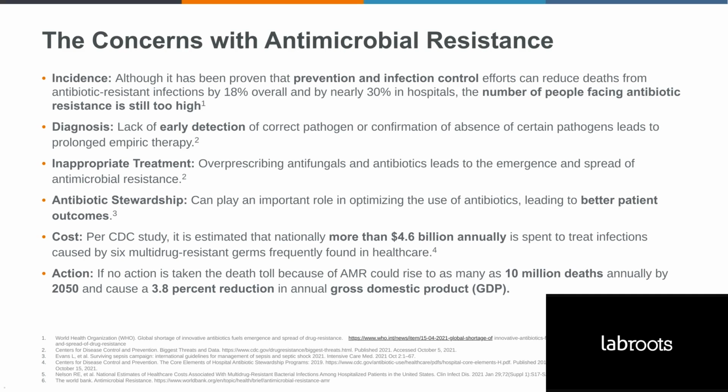As per a CDC study, it is estimated that nationally more than $4.6 billion annually is spent to treat infections caused by 6 multi-drug resistant germs frequently found in healthcare. And it's very important to know that if no action is taken, the death toll because of AMR could rise to as much as 10 million deaths annually by 2050 and cause a 3.8% reduction in annual GDP.